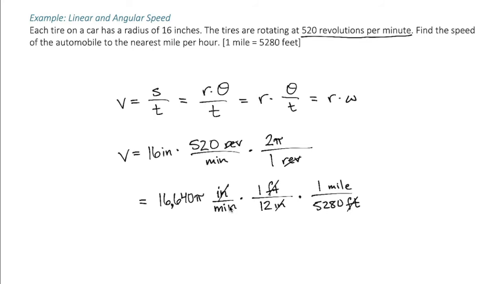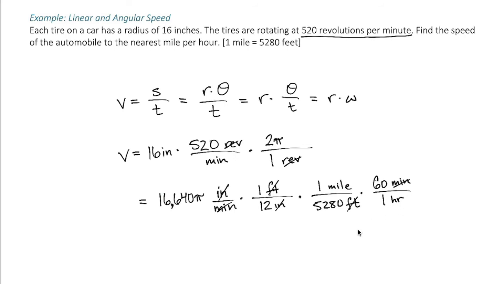I want miles per hour though. So now I'm going to convert the minutes portion. I want to get rid of minutes, which is here in the denominator. So I'm going to put 60 minutes in the numerator, divided by 1 hour. There are 60 minutes in 1 hour, and that will cancel out the minute unit and leave me with miles per hour.